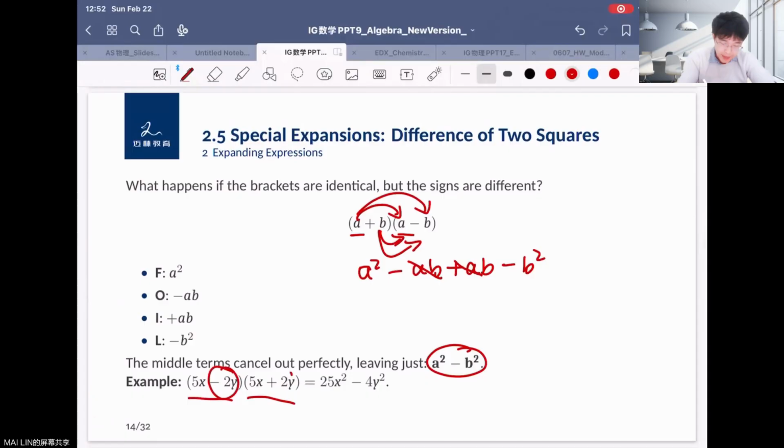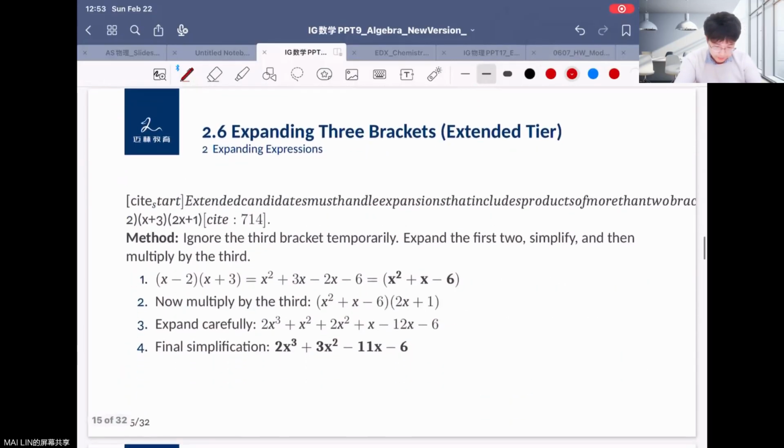And then minus 2y times 2y, that is negative 4y squared. So the total answer here is 25x squared minus 4y squared. This is a very interesting conclusion for you. Maybe when you're learning for IGCSE, A level or IB lessons, you will see this quite a lot of times.